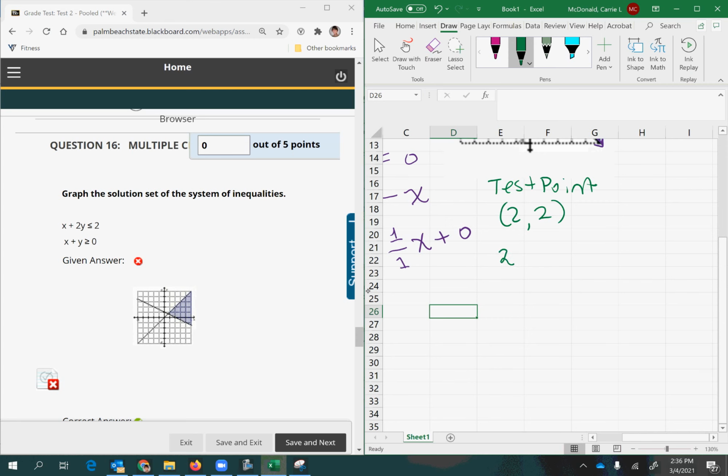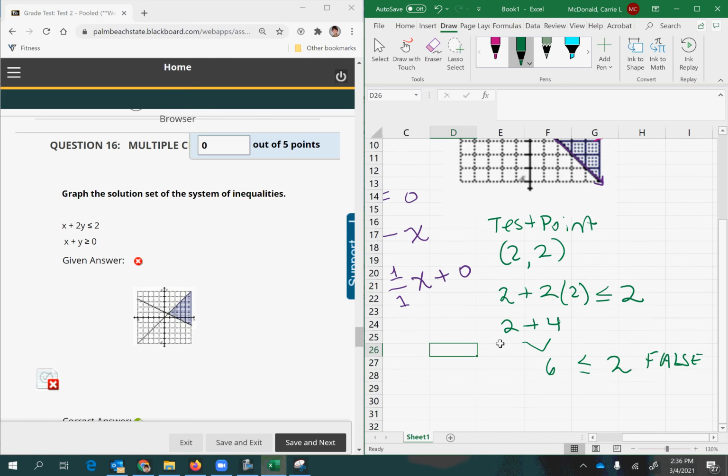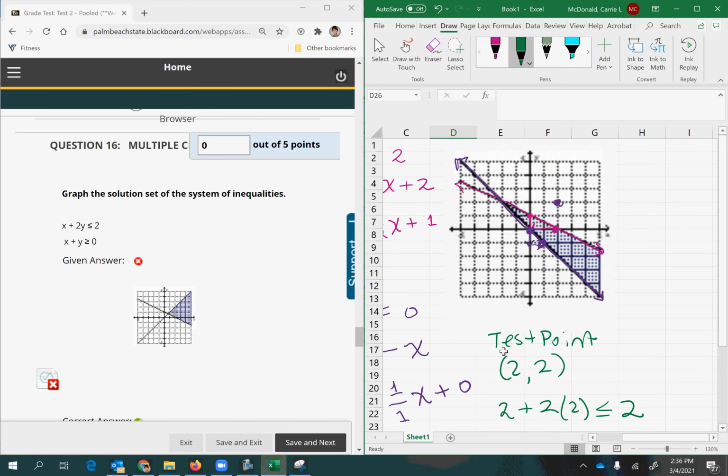So I had x plus 2y is less than or equal to 2. So I'm going to replace the x with a 2. I'm also going to replace the y with a 2 and see if this is a true statement. So I get 2 plus 4, and that's 6. Is that less than or equal to 2? No, it's false, right? So shade away. So I'm going to shade away from that first pink line, going this direction, shading away from that test point.